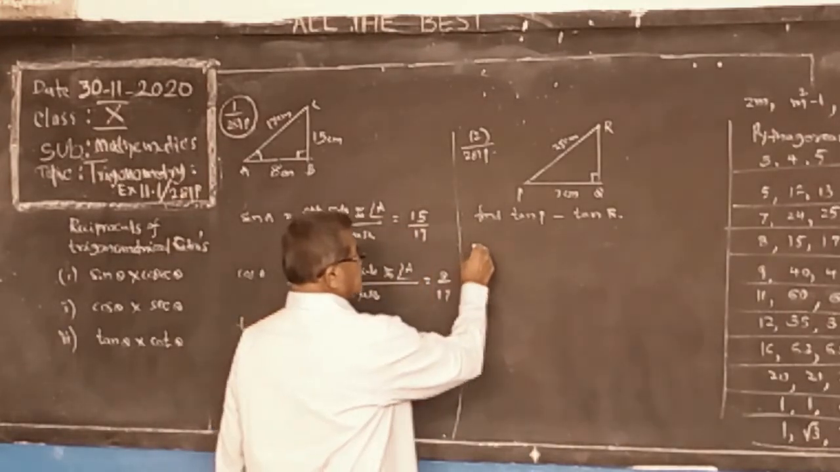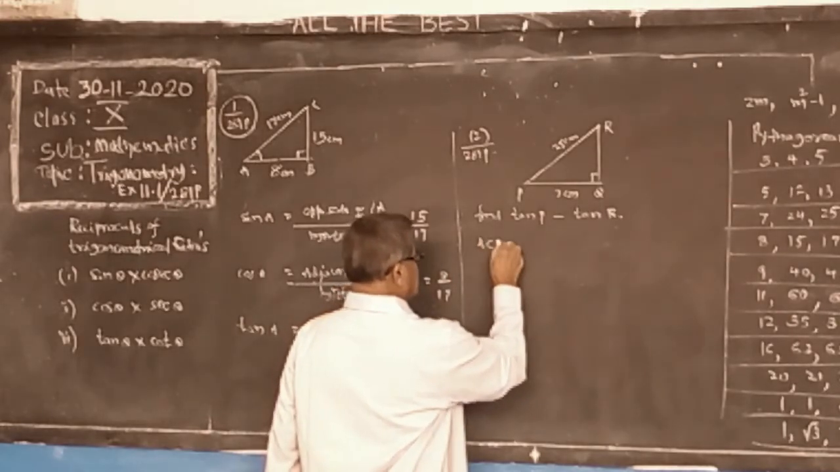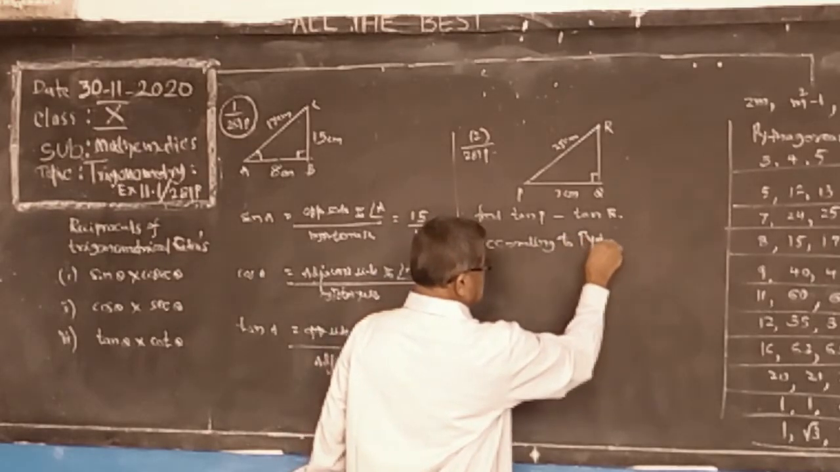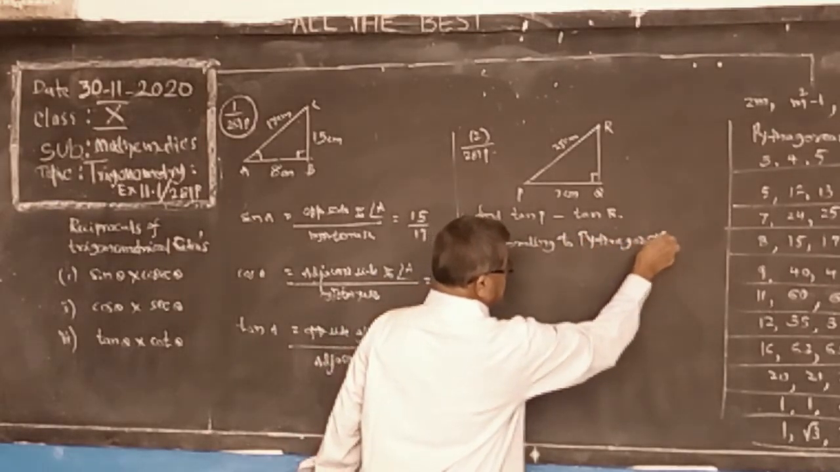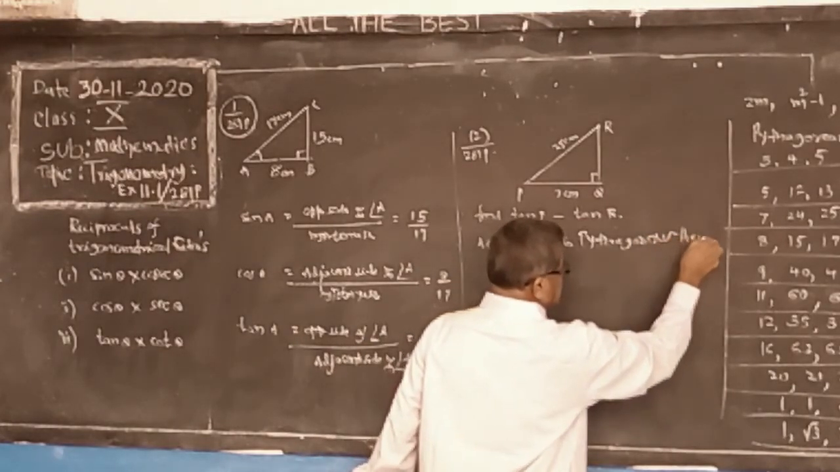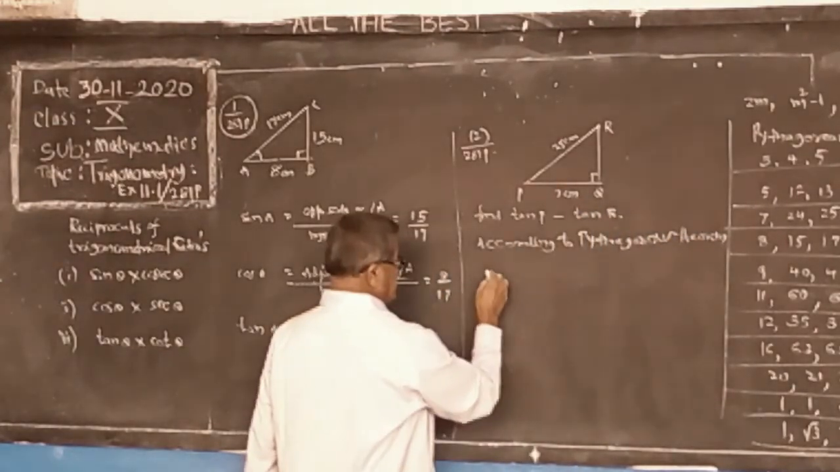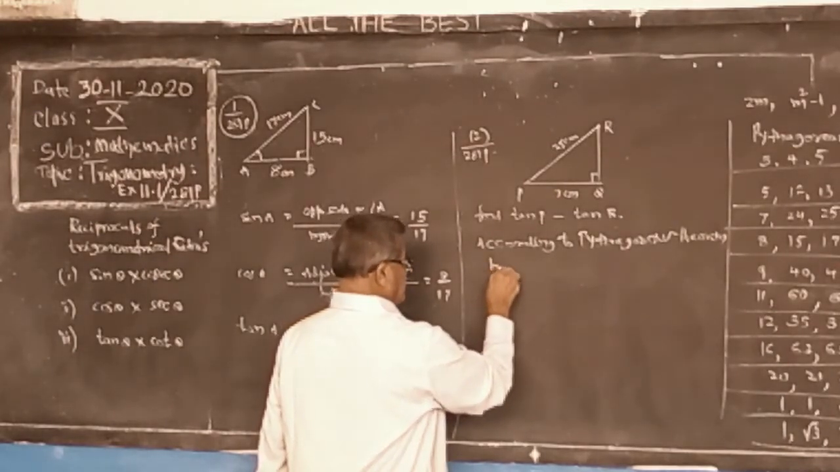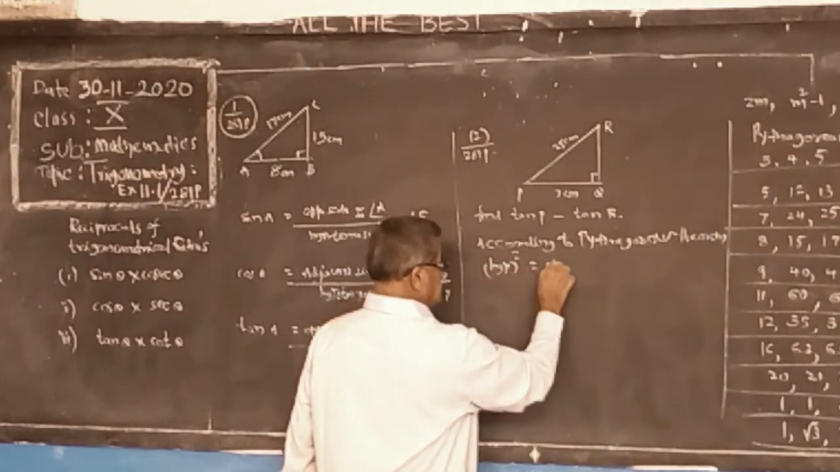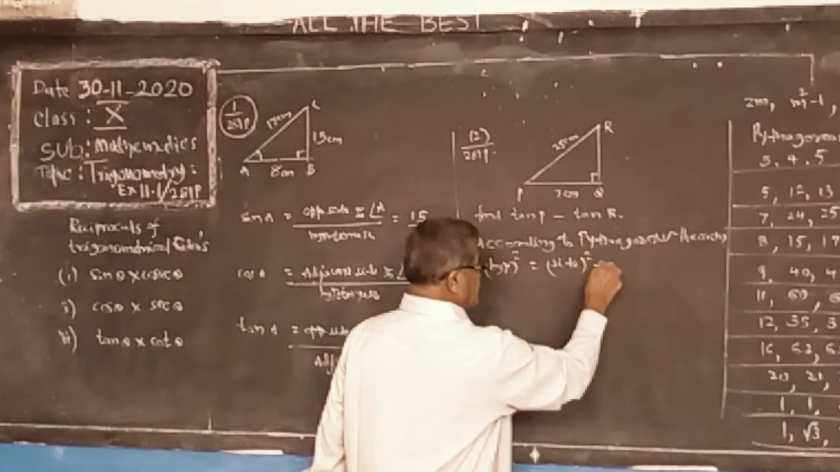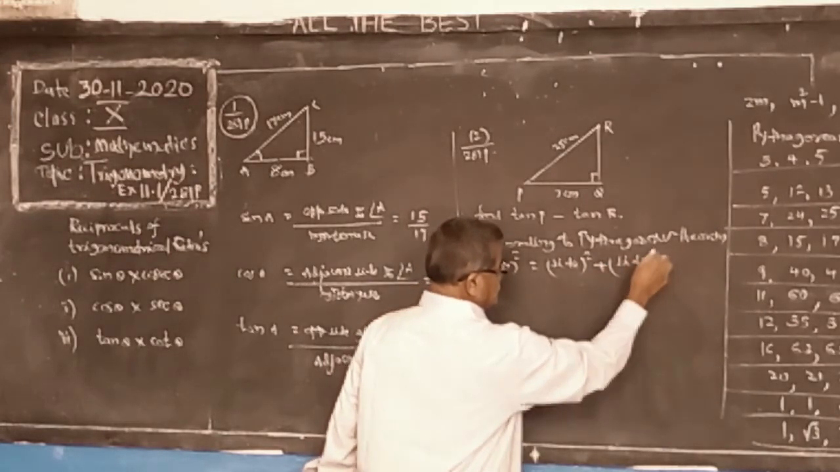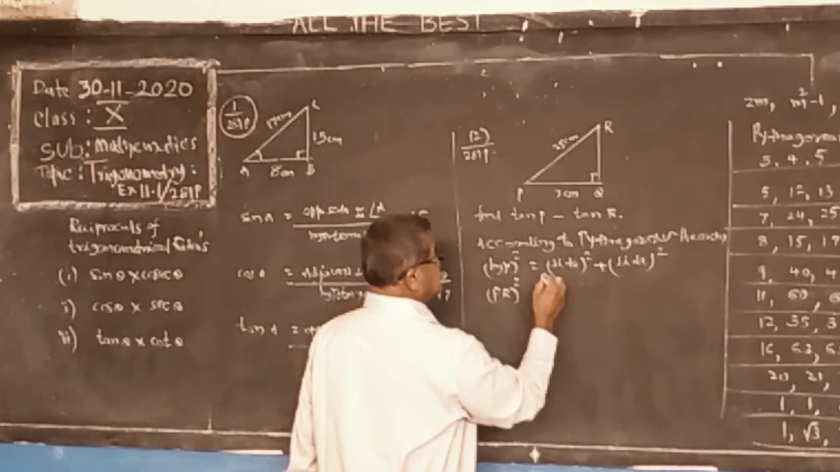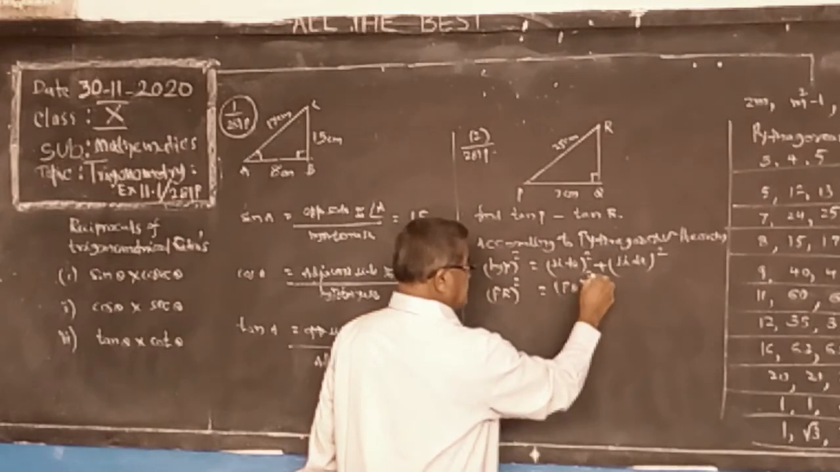Now, according to Pythagoras theorem, hypotenuse squared is equal to side squared plus side squared. Short form: hypotenuse is here PR squared. Side is PQ, one side. The other side is QR.